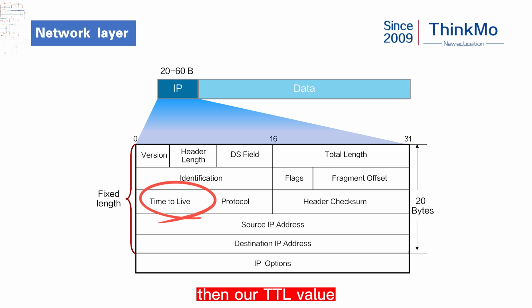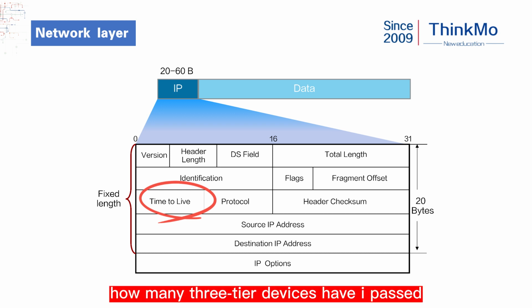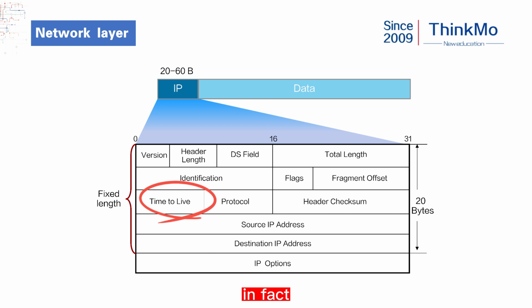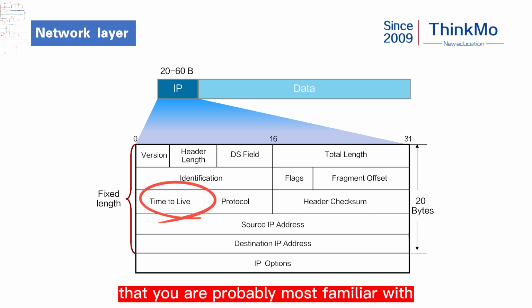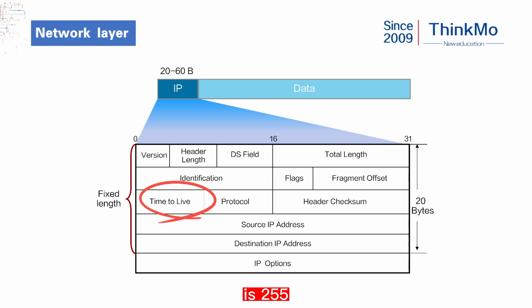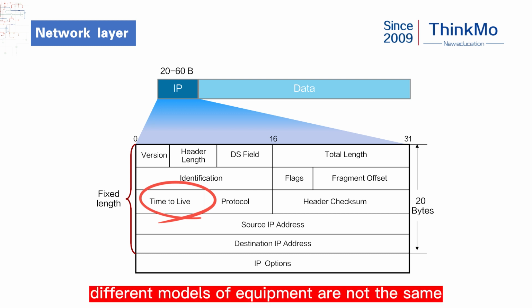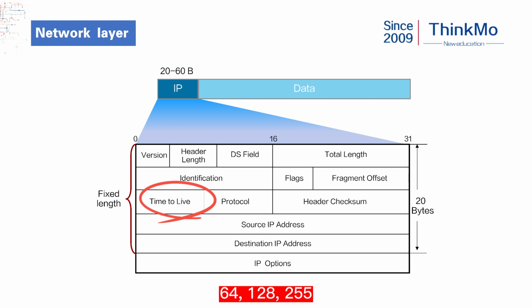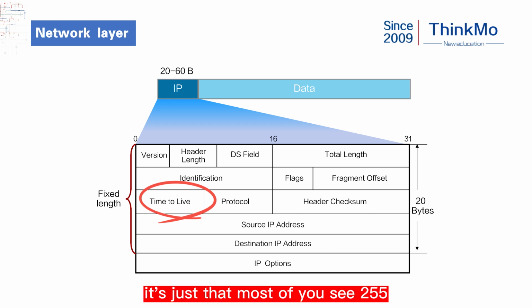Then our TTL value, time to live, is about how many 3-tier devices I have passed in the future. In fact, tell everyone, the TTL value that you are probably most familiar with is 255. In fact, different manufacturers, different series, different models of equipment are not the same: 64, 128, 255. It is not fixed. Here it is 255. It's just that most of you see 255.